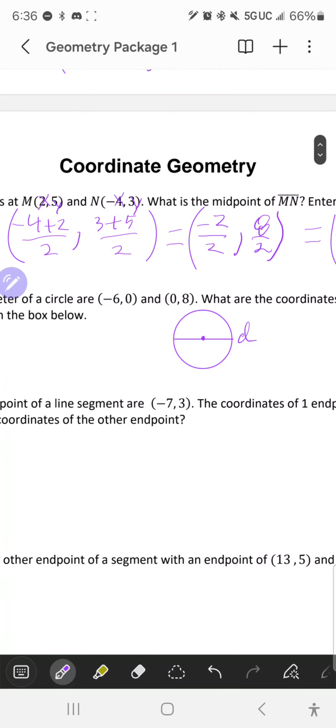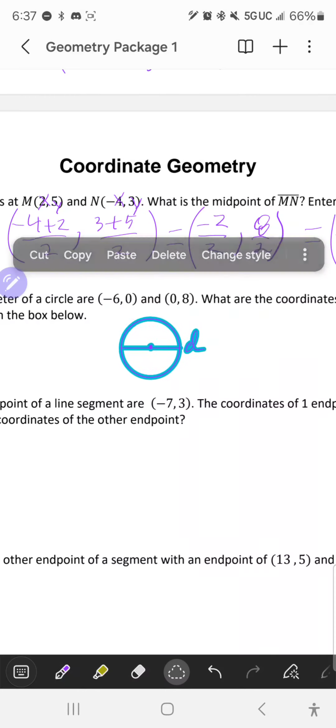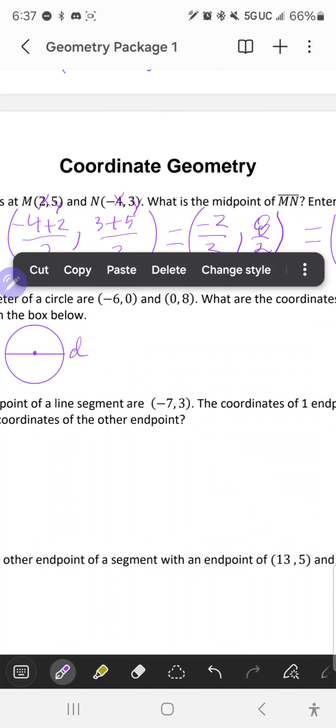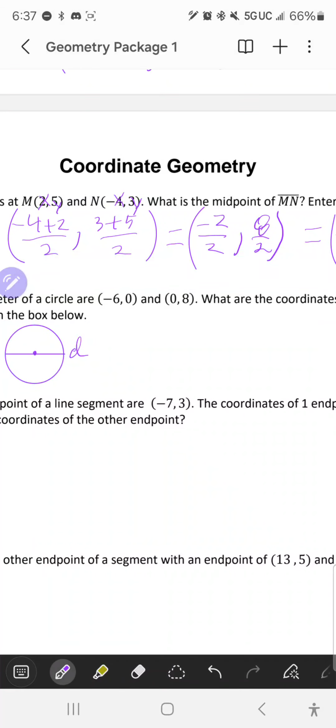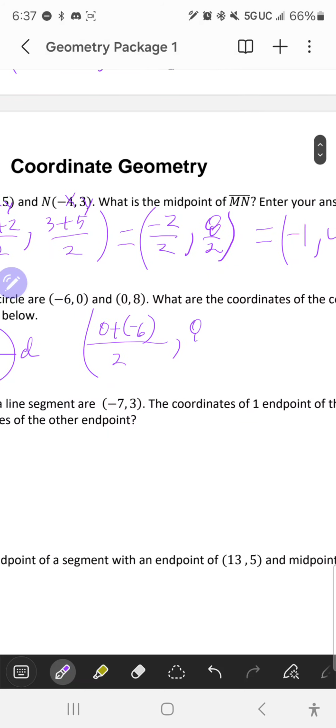So you have these 2 points. I'll keep this right here just in case. You have the x and the y. So 0 plus -6 divided by 2, comma, 8 plus 0. Wait, this is the y, this is the y, this is the x, this is the x.